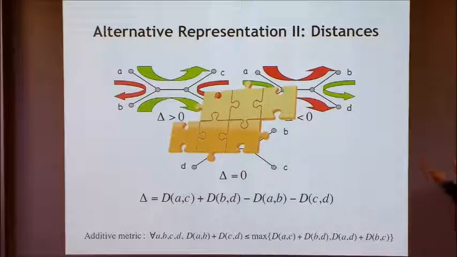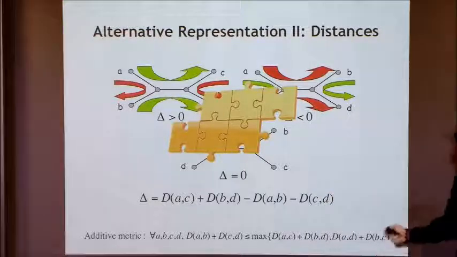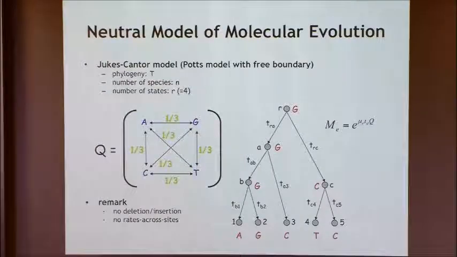So these are different representations of the output. What is the input? The input is a set of sequences, one for each of my species. And the information that I'm trying to get out of it is the mutations that I've accumulated over time.